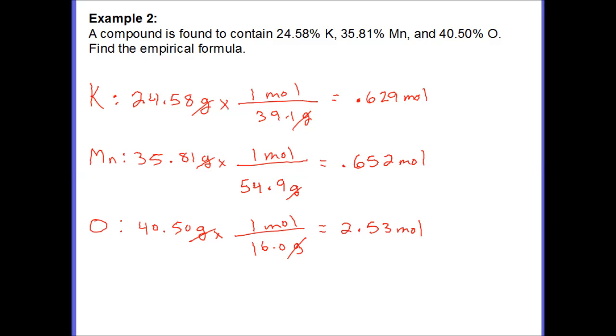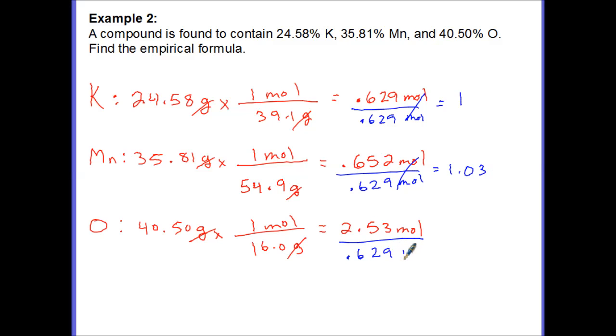Now we're moving on to step 2. Let's change colors a little bit. We did step 2. Step 3 says divide all of the numbers of moles by the smallest. So you look at these right here and ask which one's the smallest number of moles. It's the 0.629. So I'm going to divide all of them by 0.629 moles, and I get 1. Divide this by 0.629 moles, the moles cancel out, and I get about 1.03. I divide this by 0.629 moles.